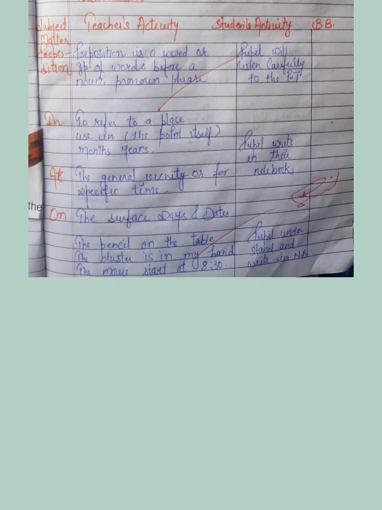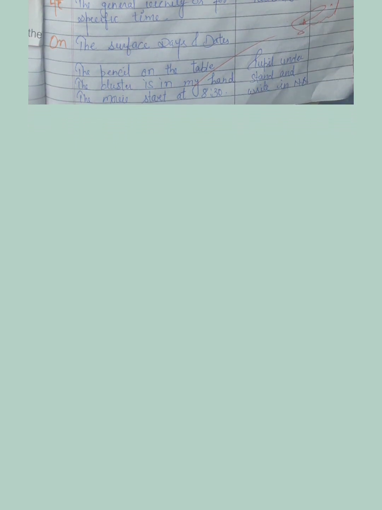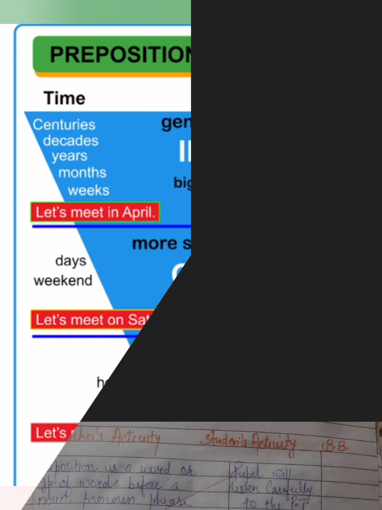Teaching point. A preposition is a word or group of words before a noun, pronoun, or phrase. Use of in, at, and on. Use of in: weeks, months, years, decades, and centuries. Use of on: days and weekends. Use of at: hours, address, and specific location. Example: let's meet at 7 o'clock.